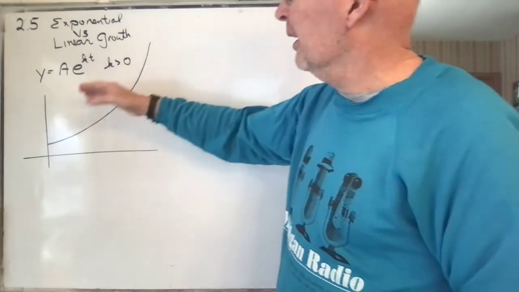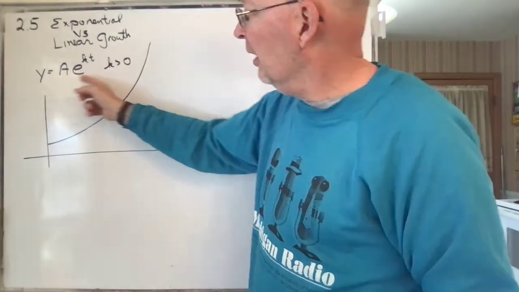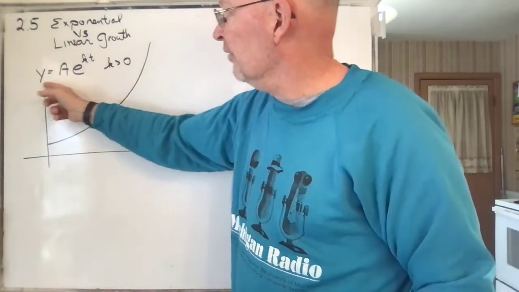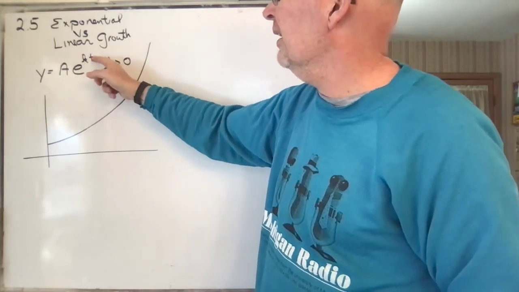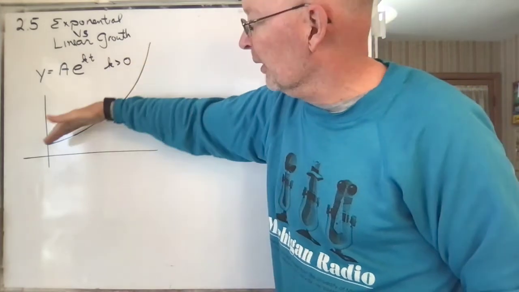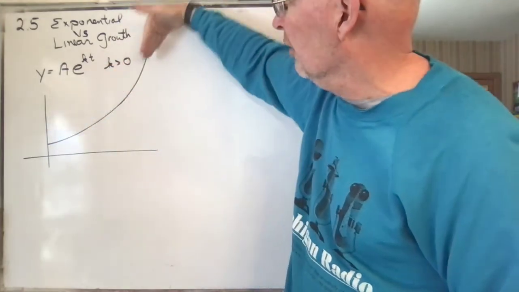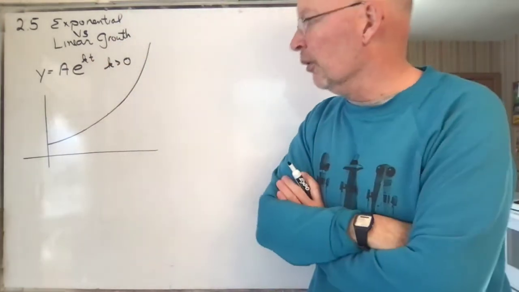Okay, so anyway, exponential growth basically means it's an equation that looks like this. It's a constant times e to the kt, where k, if it's going to be growth, is something greater than 0, and so you get this exponential growth.